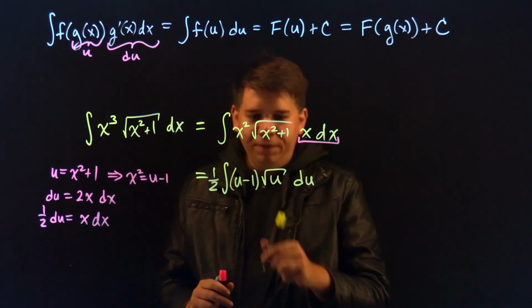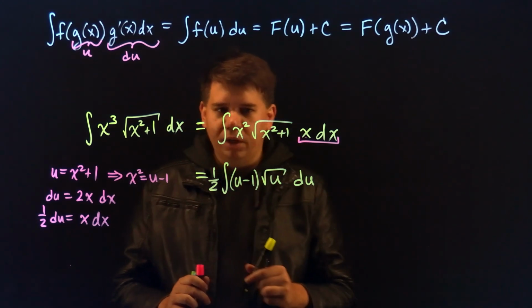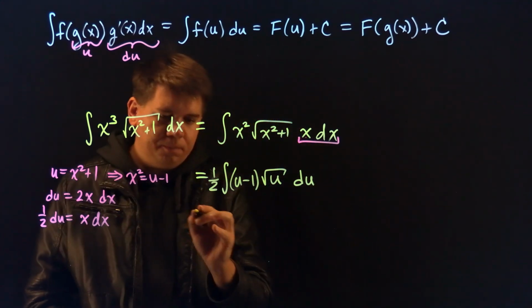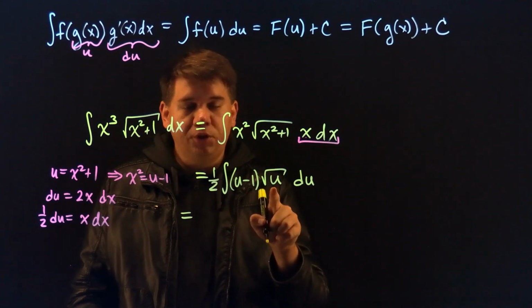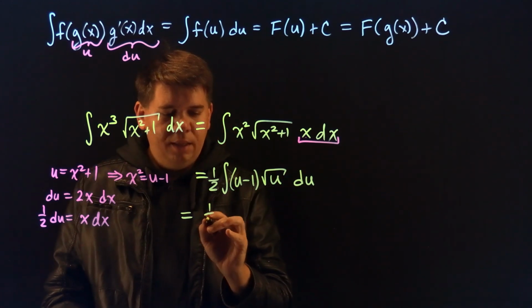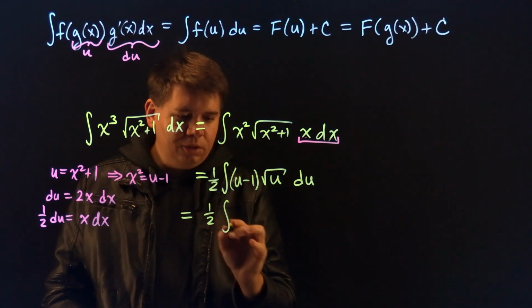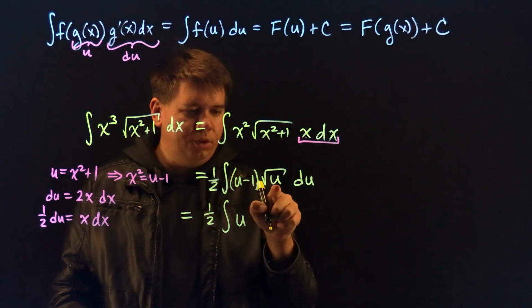Now maybe it's not obvious that this is simpler than it was before, but notice what we can do now. If you think about the square root of u as being the same thing as u to the 1/2 power, then when you distribute, this is just u to the 1 times u to the 1/2.